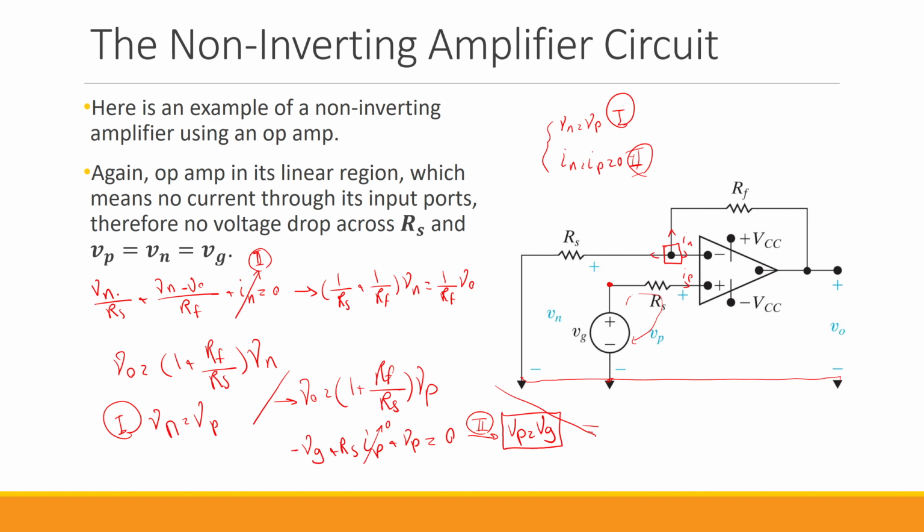So now based on these final conclusions, we can easily write Vo as 1 plus Rf over Rs multiplied by Vg. And as you can see now, since both Rf and Rs are positive values, the ratio is also positive. And then we have 1 plus a positive value, so this gain is positive. So whatever is the sign of Vg, we will have a voltage with the same sign as Vo. So that is why this is called the non-inverting amplifier circuit.